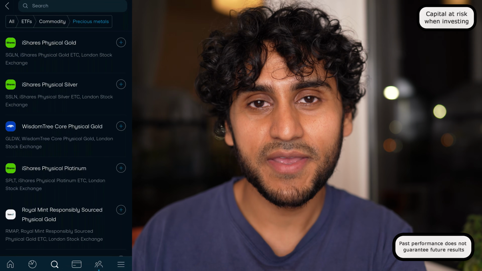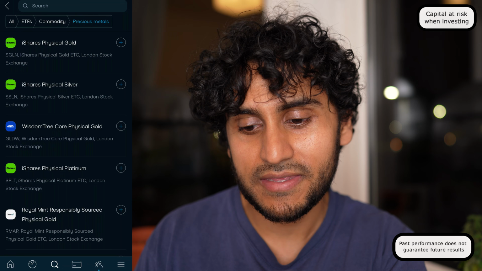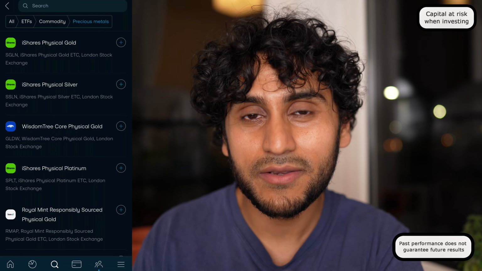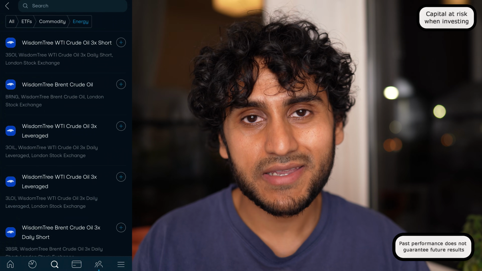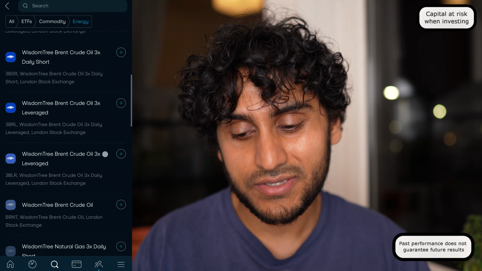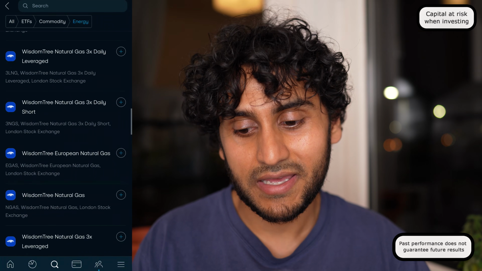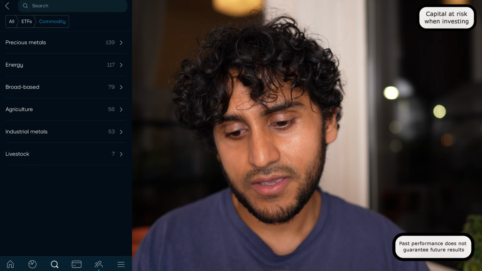Fun fact, I have a PhD in biomaterials, so this is probably the one area where I know a bit more about the underlying things like gold and silver. And then we have things like energy. Over here, I do expect things like oil. As you can see, I'm not too shocked that it is here. There's a bunch of other stuff here, including agriculture and livestock, which is fun to see.